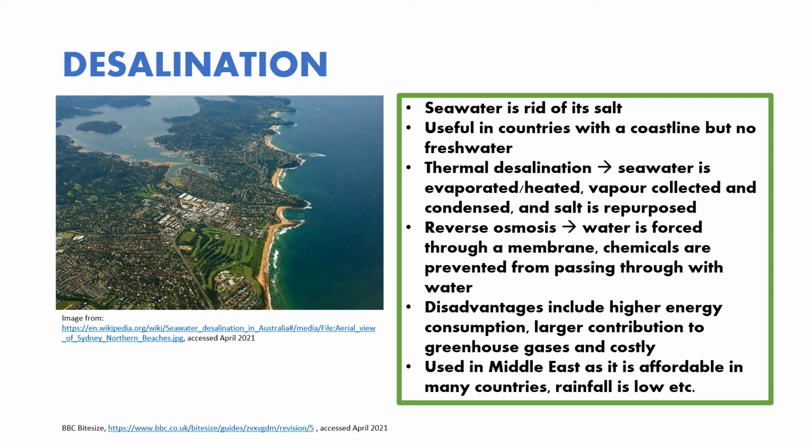A place which commonly uses desalination is the Middle East, as many of the countries are able to afford it. Rainfall is low. They have access to cheap oil for energy, and many of these countries have a coastline.